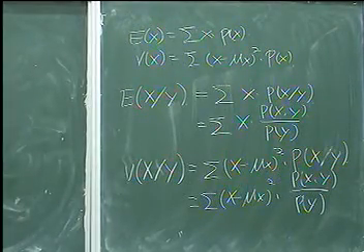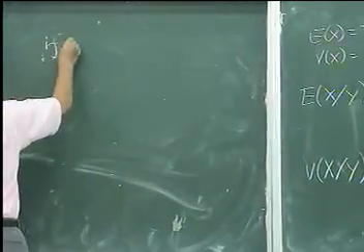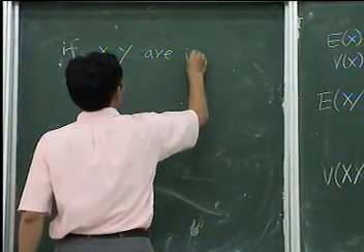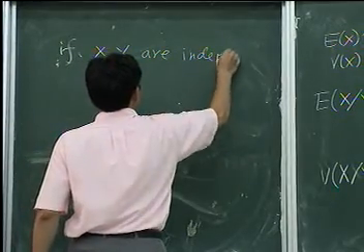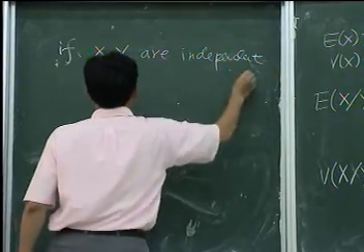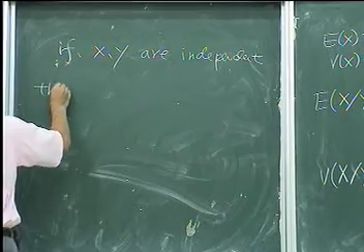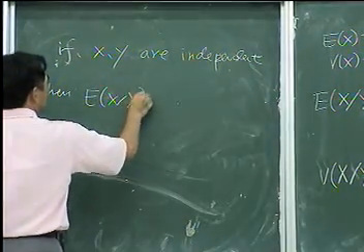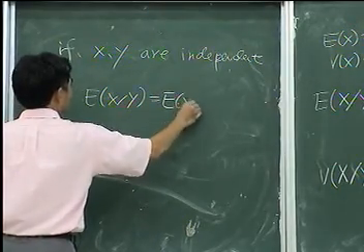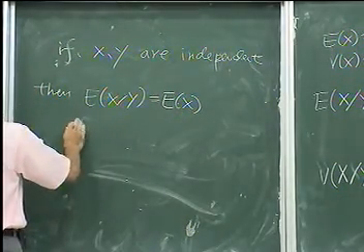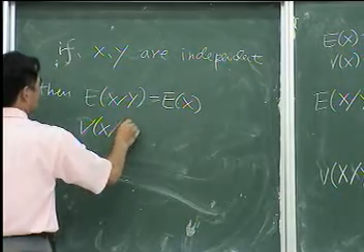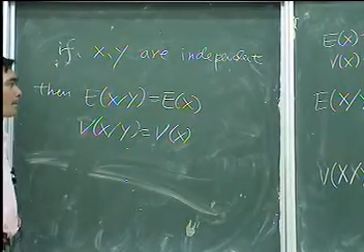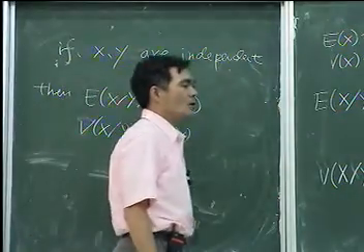And then there's one more thing you need to be careful about. If x and y are independent, then expectation of x given y is equal to expectation of x. Variance of x given y is equal to variance of x. Okay? Why?